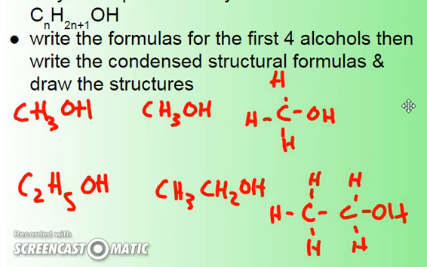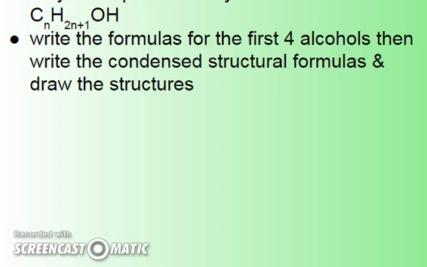And then we'll come back to the naming, but these, instead of being called methane and ethane, now we'd call them methanol and ethanol to show that they have the alcohol functional group on them. Now let me clear this and then look at propanol and butanol.